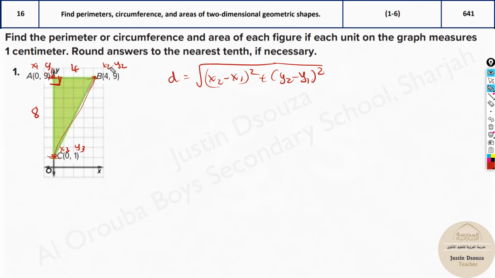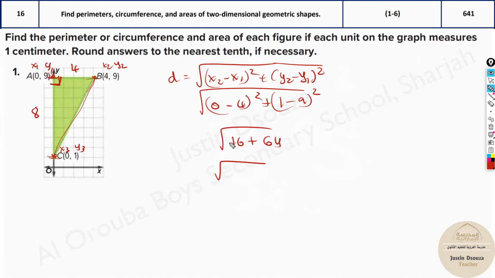You can consider 0 as x2 minus 4, the whole squared, plus, what is y2 over here? 1 minus 9, the whole squared, the square root of this. So it will be 4 squared, 16, plus 8 squared, 64. The square root of this is the square root of 80. So the square root of 80 would be the hypotenuse.